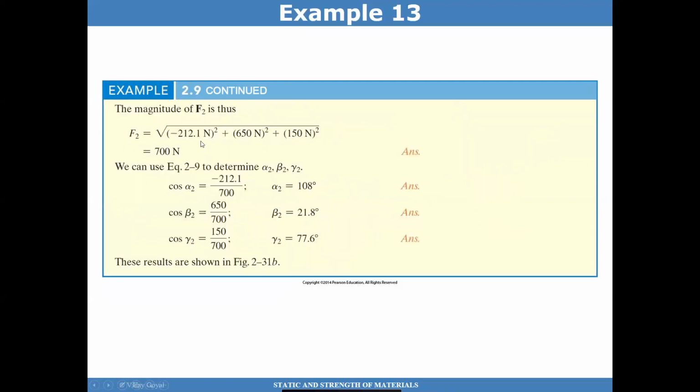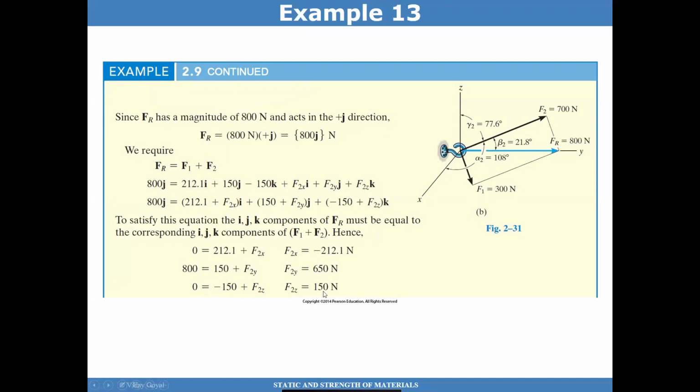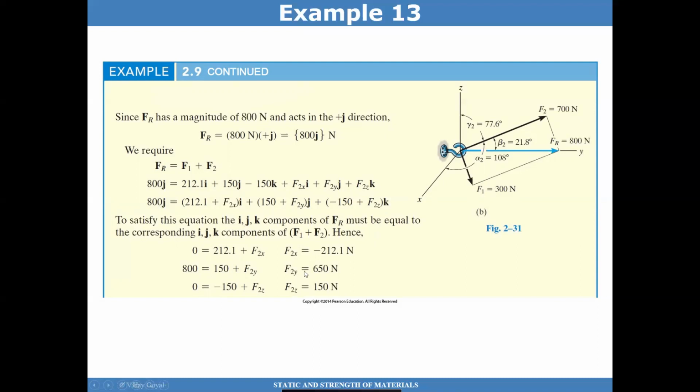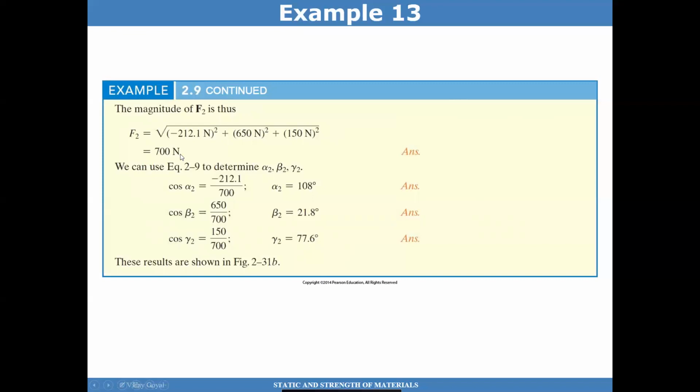Once I have that, I can find the magnitude of that by taking the square root of the coefficients of these forces. Square root of that, that's 700 newtons. Take the components of this vector that we found, divided by 700 newtons, gives me the angles. I can calculate the angles from there. And the results are shown here.